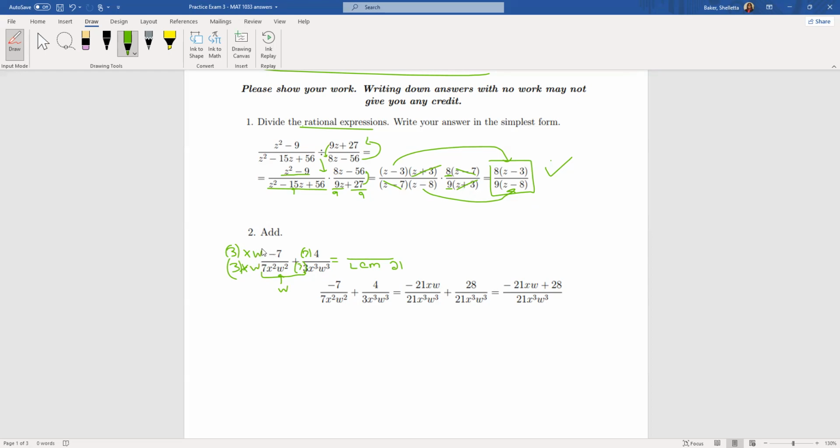So that's negative 7 times 3xw in the numerator. All right, we keep that denominator the same. So see, we keep the 21x cubed, w cubed the same. And when we distribute 3xw times negative 7, you see we get negative 21xw. And then 7 times 4, we get 28. So we keep the denominator the same, and then we're going to add those two terms in the numerator. Negative 21xw plus 28. This is going to be your answer.